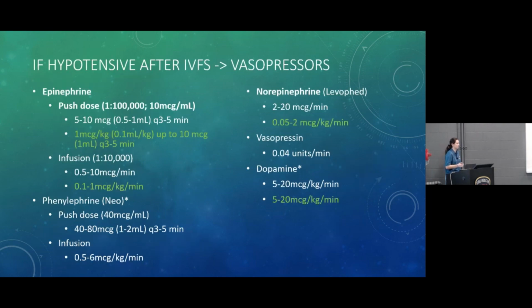So what to do if they're hypotensive even after IV fluids? Our next thing is vasopressors. Hopefully at the point that y'all are in the bus and coming to the hospital that you don't even get to this point, but if you were to get to this point, one easy one is you can do push dose epi, 5 to 10 mics every 3 to 5 minutes. For PEDS patients, that's 1 mic per kilogram, up to 10 mics. You could start an infusion.